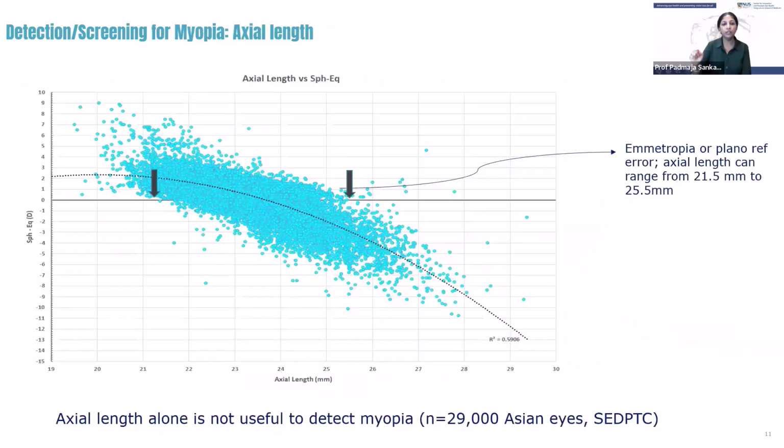So in that regard, let's take a look at whether axial length measurements are going to be of value for detection or screening of myopia. So here's some data. We've got n equals 29,000 eyes, Asian eyes. And when we plot it and look at what it means in terms of axial length and refractive error, we can see that axial length alone is not going to be useful to detect myopia. For example, when we look at plano refractive error, the axial length values range anywhere from 21.5 to 25.5 millimeters.